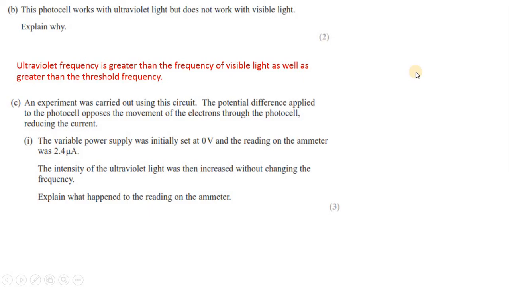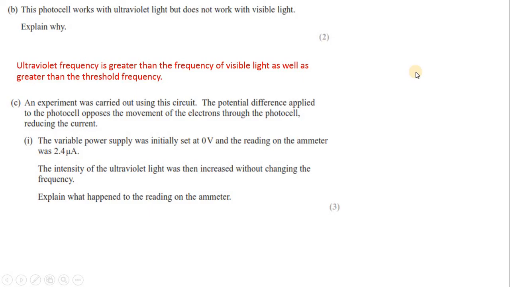Part C. An experiment was carried out using the circuit. The potential difference applied to the photocell opposed the movement of the electrons through the photocell, reducing the current. The variable power supply was initially set at 0, and the reading on the ammeter was 2.4 microampere. The intensity of ultraviolet light was then increased without changing the frequency. Explain what happens to the reading on the ammeter.